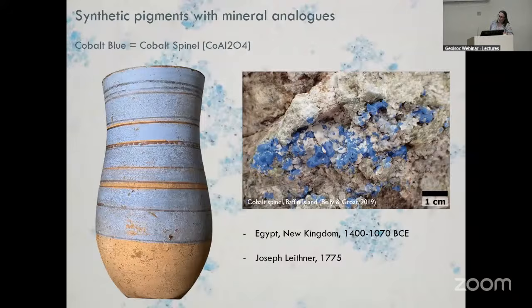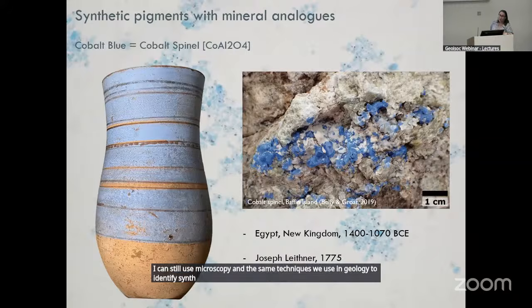We can still use microscopy and the same techniques we use in geology to identify synthetic pigments, because the inorganic ones are very similar, usually mineral analogues. Cobalt blue is a cobalt spinel, very rare in nature. This is an outcrop on Baffin Island.